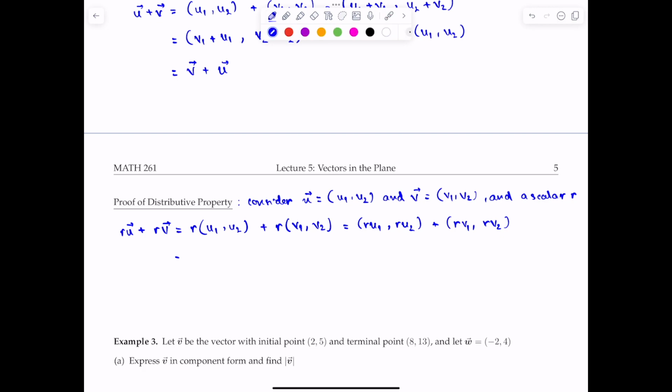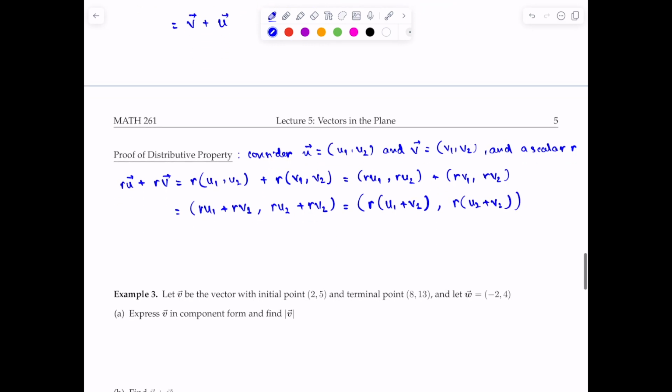So you get the result by adding the first components together and the second components together. So ru1 plus rv1 comma ru2 plus rv2. For each component, as you can see, r is a common factor. So you take r as the common factor, and you get r times u1 plus v1, comma r times u2 plus v2, and therefore you can pull out the value r in front like this, and you have u1 plus v1, comma u2 plus v2.